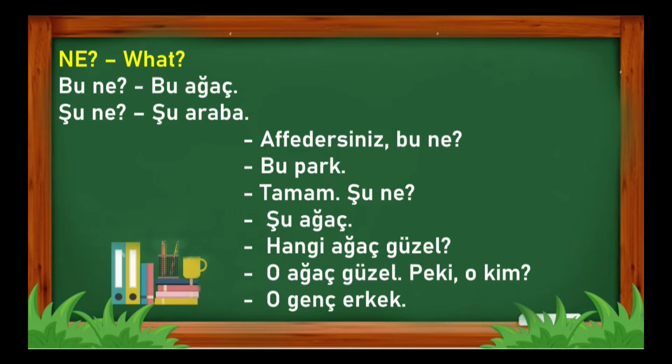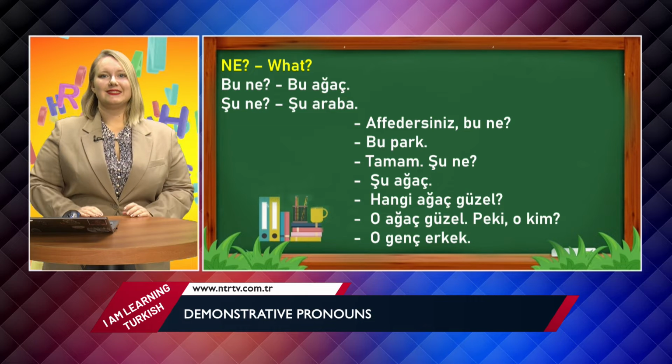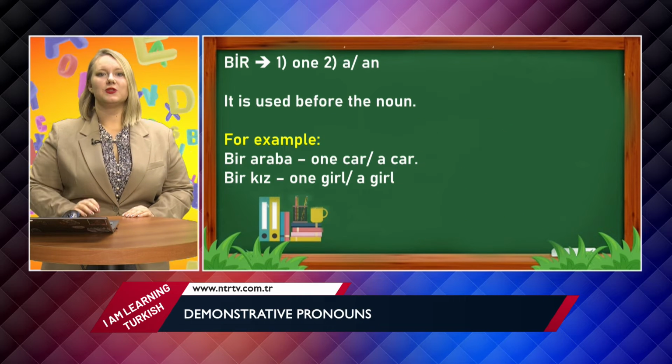Let's try to imagine a little dialogue using the words which we already learned today. Affedersiniz, bu ne? Bu park. Tamam. Şu ne? Şu ağaç. Hangi ağaç güzel? O ağaç güzel. Peki, o kim? O genç erkek. I am sure that you can translate this dialogue because you already know all the words in it. That's pretty fun to do.